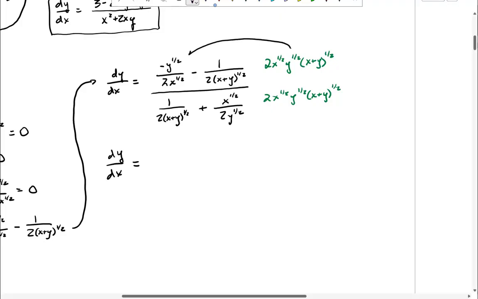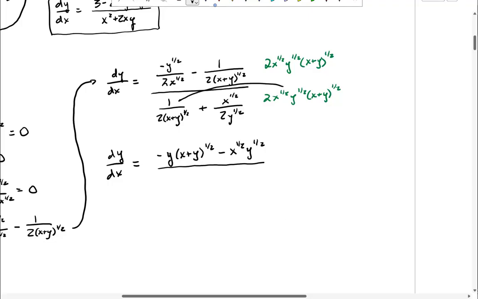So with our first multiplication right here, the 2x to the 1/2 will cancel, and we'll get a negative y to the 1/2 times y to the 1/2 gives us just y, and we have (x plus y) to the 1/2 power. Multiplying next here, we're going to get cancellation with the 2 and the (x plus y) to the 1/2, so we're just going to get x to the 1/2, y to the 1/2, and there's our numerator. Multiplying down here, we're going to get cancellation with the 2 and the (x plus y) to the 1/2, so we're left with x to the 1/2, y to the 1/2.